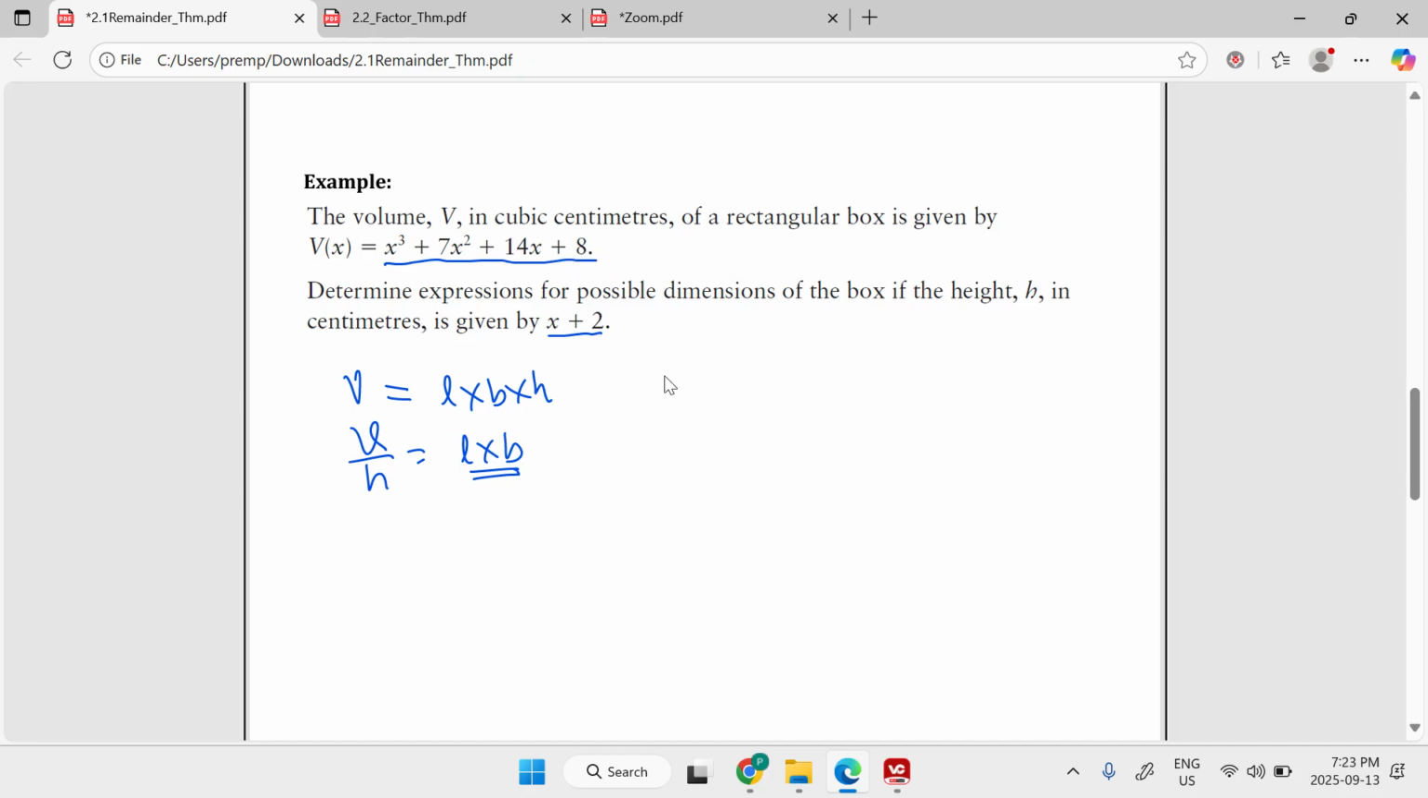Okay, so divide by this factor, negative 2. So I want to use synthetic division here. The first coefficient is 1, the second is 7, the third is 14. Make sure, students, if there is any term missing, you have to put a 0 coefficient for that. And then start dividing by negative 2. Why? Because we have to change this sign. We have to solve for the value of x.